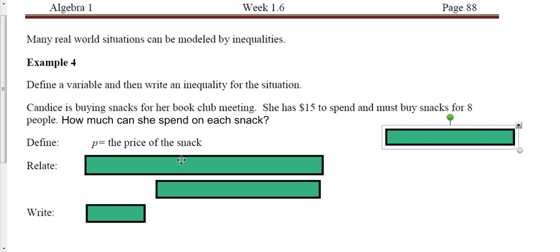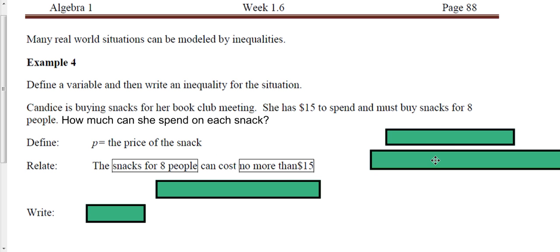We're going to look at some words. I know I'm going to buy some snacks. I got $15 to spend. She can't spend any more than this. So what I spend has to be less than or equal to $15. Well, what am I spending? I'm buying 8 snacks. So I got to take 8 times how much each snack is, right? So the snacks for 8 people, 8 times the price of each snack, can cost no more than $15. Less than or equal to. No more means less than or equal to.